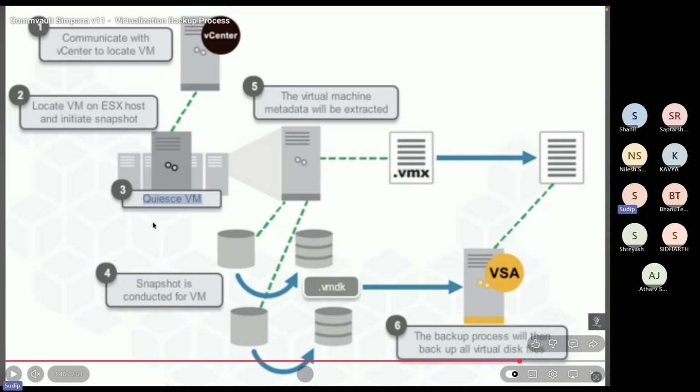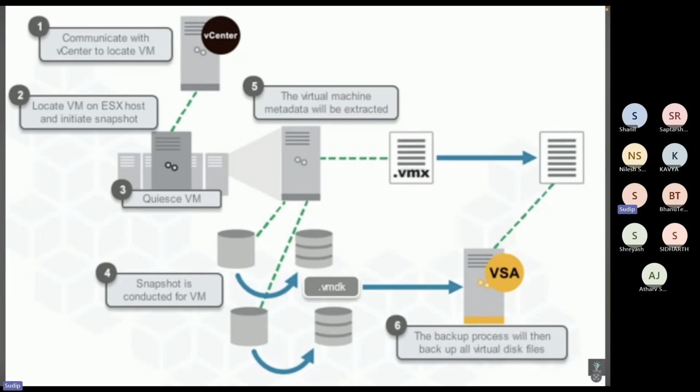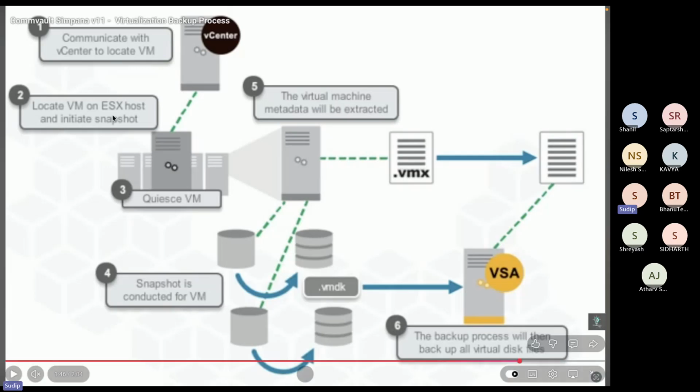And once the snapshot is taken successfully, it will release this hold, which it has on the incoming IOs on that virtual machine. Okay. So this brief process of holding the input output operations, or called as IOPS, on that VM to take a consistent snapshot is called as quiescing. Okay, this process is called as quiescing.